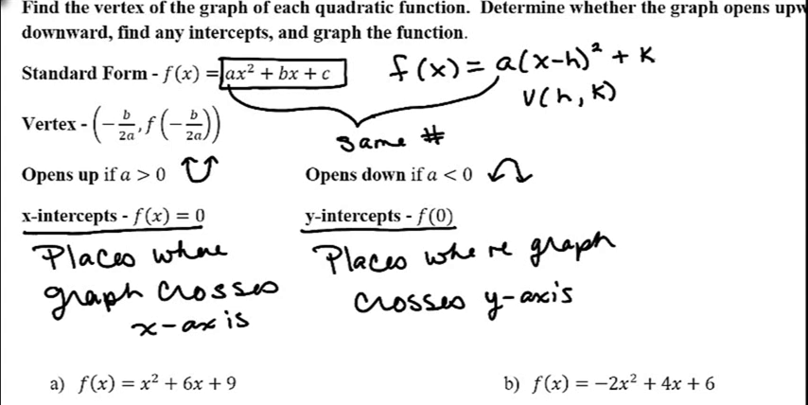And then the other thing that we didn't talk about yet was the vertex. When you have standard form, the x-coordinate of the vertex is at the value negative b over 2a. And then you take that number that you get for x and you plug it into the function to figure out what y is.